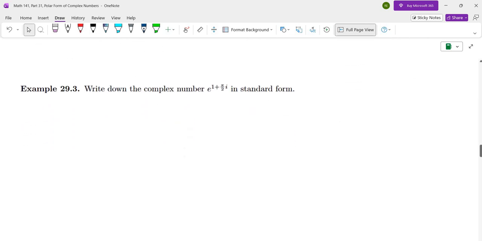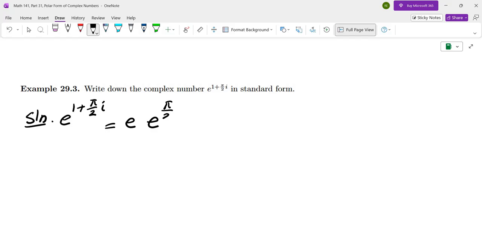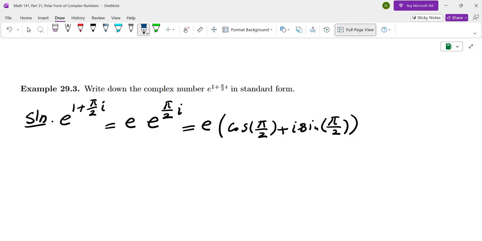Write down the complex number e to the power of 1 plus pi over 2 i in standard form. So let's go ahead and do that. So e to the power of 1 plus pi over 2 i can be written as e times e to the power of pi over 2 i. Now this would be e times cosine of pi over 2, which is 0, plus i sine of pi over 2. Cosine of pi over 2 is 0. Sine of pi over 2 is 1. So this whole thing becomes e times i.